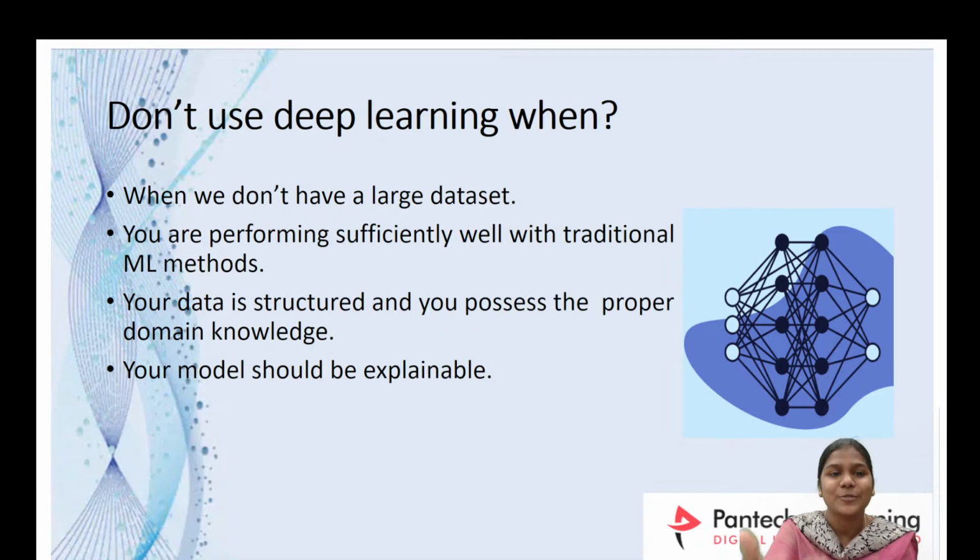Where not to use? Don't use deep learning when we don't have a large amount of data. If we have a normal, limited amount of data, we can go with machine learning itself. When we are performing sufficiently well with traditional machine learning methods, something like supervised, unsupervised, reinforcement, when we can easily work with those and the models are giving us the best results, it's enough. We don't need to prefer deep learning. Also, when your data is structured and you possess proper domain knowledge, you should not use deep learning; we can directly go with machine learning. Your model should be explainable. When the model is easily explainable, don't use deep learning, because it is complex.